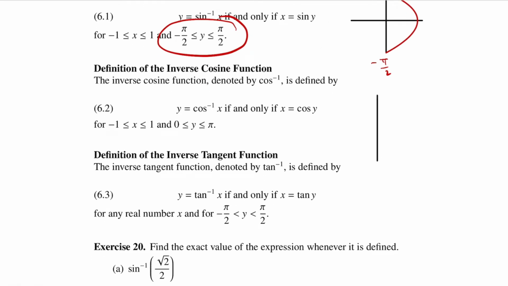All right, as far as cosine is concerned, let's draw the domain of that. Cosine inverse is going to be defined from 0 to pi, as you can see from that domain there.